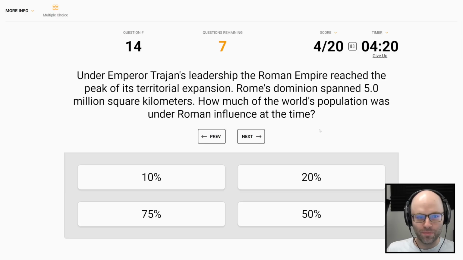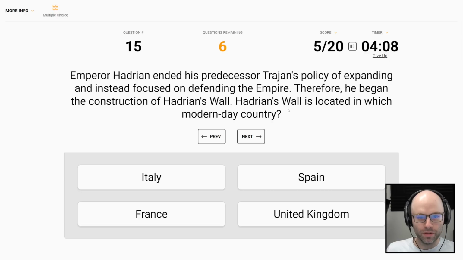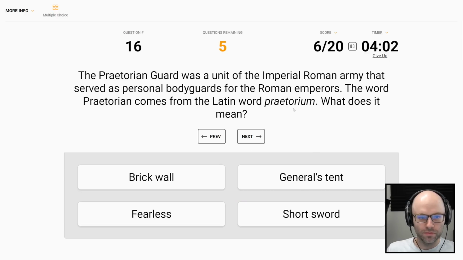Under Emperor Trajan's leadership, Rome's dominion spanned 5 million square kilometers. How much of the world's population was under Roman influence at this time? 20%. Emperor Hadrian built a wall. It's located in which modern-day country? United Kingdom. The Praetorian Guard were the personal bodyguards for Roman emperors.